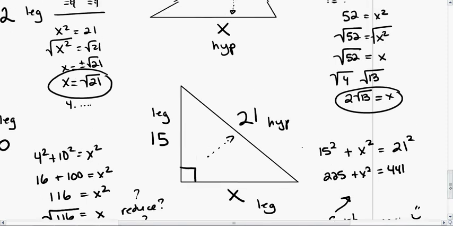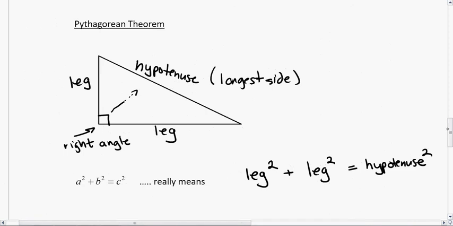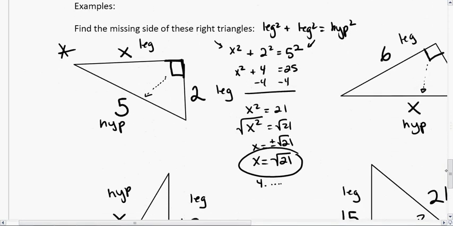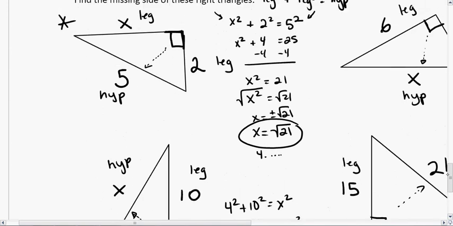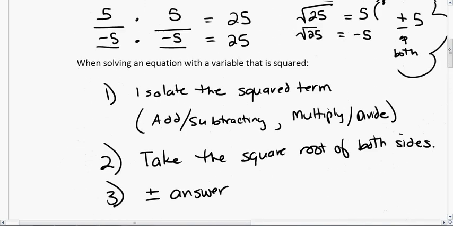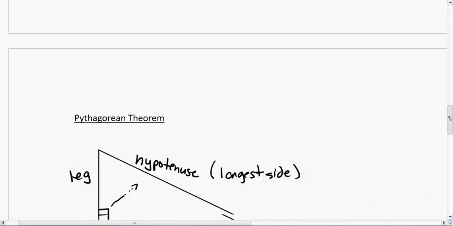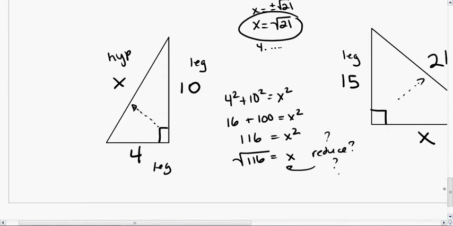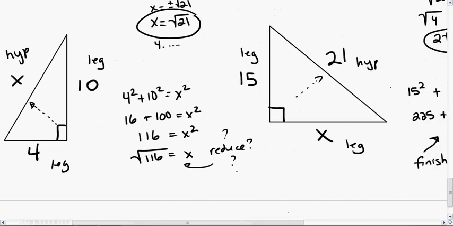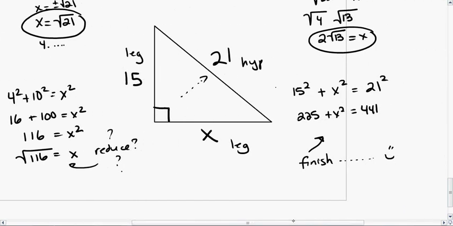Alrighty, so you'll want to take a look at the notes and make sure that they make sense to you. And any place that you're feeling confused about, in either this video or the one before, make sure you bring some questions to class. There are 2 more problems to finish on the solving for x side, the 3x squared minus 4 and the 5x squared plus 1. And 2 questions to finish on the Pythagorean theorem side. Is the square root of 116 reduced enough, or can you break it down any more? And go ahead and finish this last triangle problem and find out what that missing side is. Email me if you have any questions.